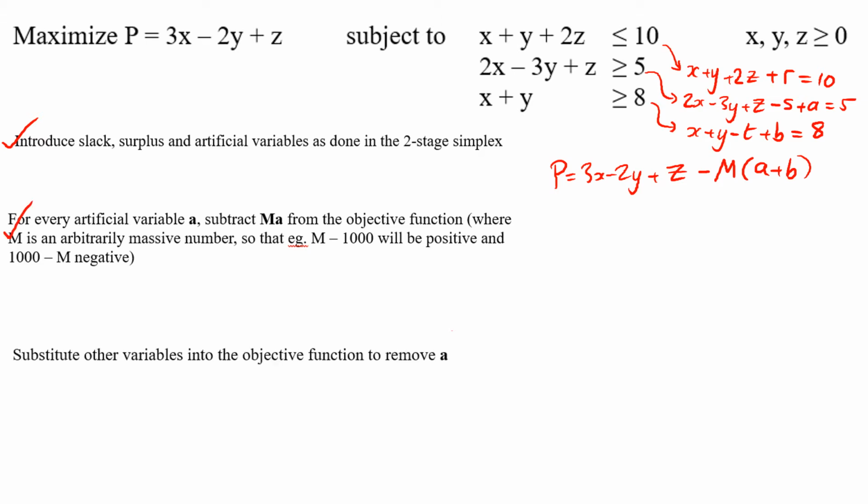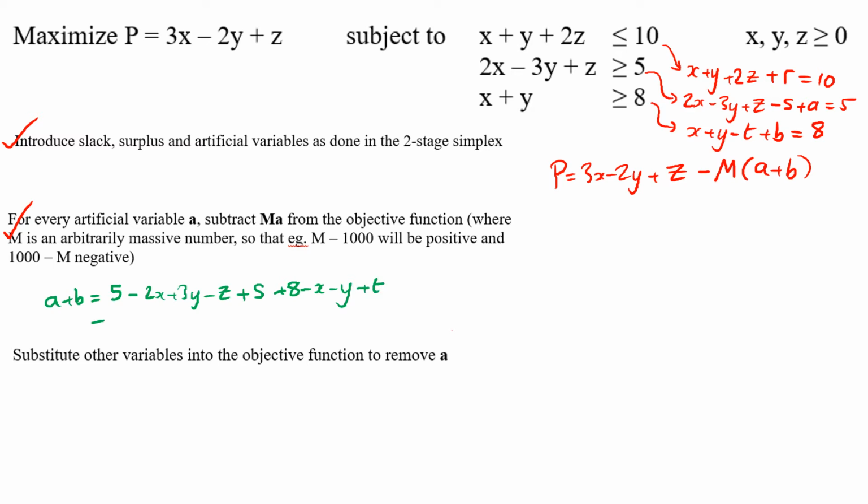Then we're going to need to do the same thing we did on two-stage and remove that sum of artificial variables. So we're going to need to work out a plus b in terms of other variables. So we'll take the second and third equations that we've worked out up here, and we'll rearrange them to be a and b. So the first equation is 5 minus 2x plus 3y minus z plus s. Yep. And then the second equation is plus 8 minus x minus y plus t.